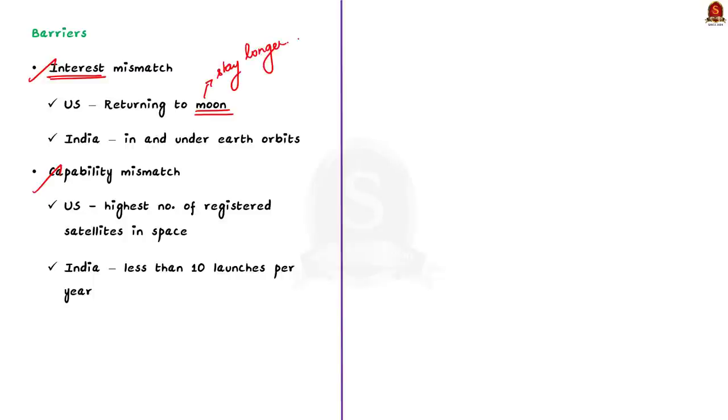And this is because of the different motivation drives, which includes national prestige, geopolitical power, economic opportunity, scientific knowledge, etc. From this, we can say that US ambitions are firmly set on the moon for now, although it does not fully ignore the low Earth orbit. But when it comes to India, our scientific community focuses on building the nation's capability in and under the Earth orbits. This does not mean that India is not aiming for the moon, Mars or beyond. But India's top priority for now is to substantially increase its satellite and launch capabilities in the Earth orbits. And this priority is to catch up with the other spacefaring nations such as China. And this is the first barrier between US and India, which is the mismatch in interests.